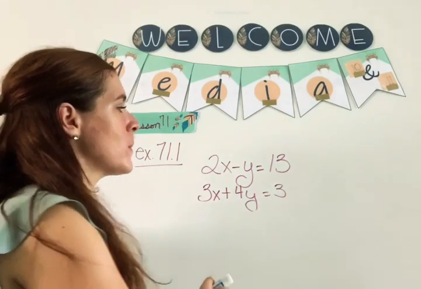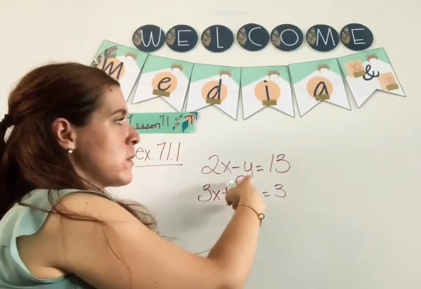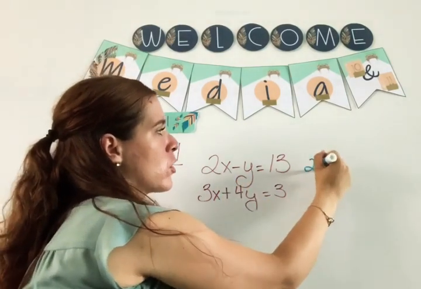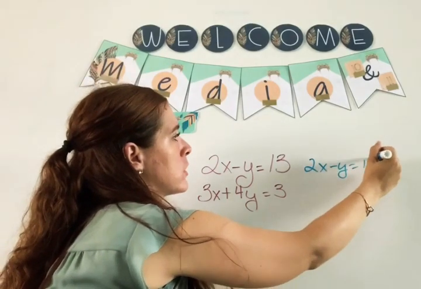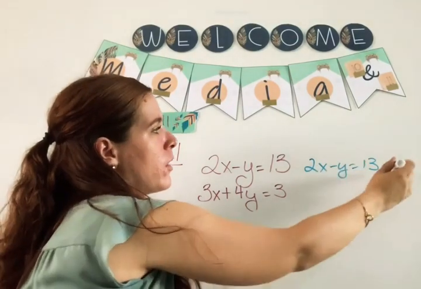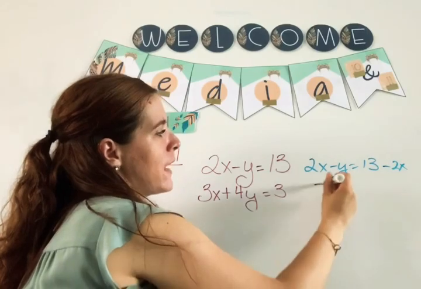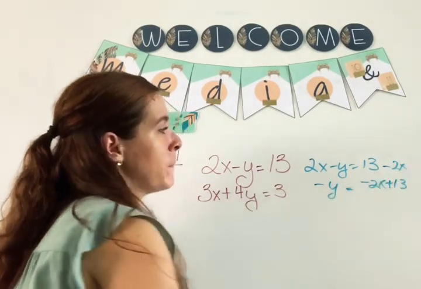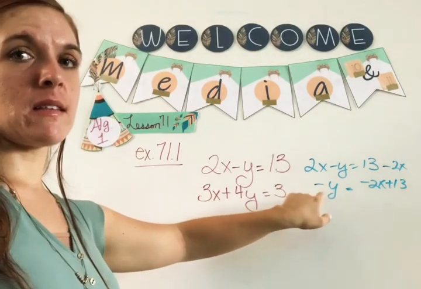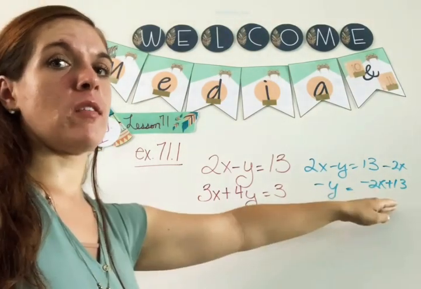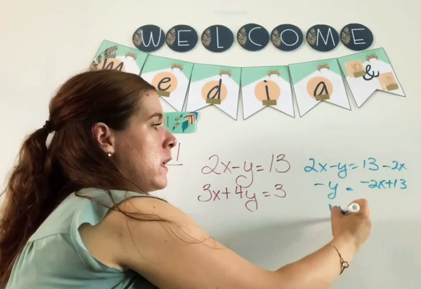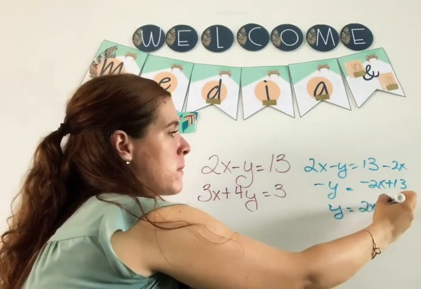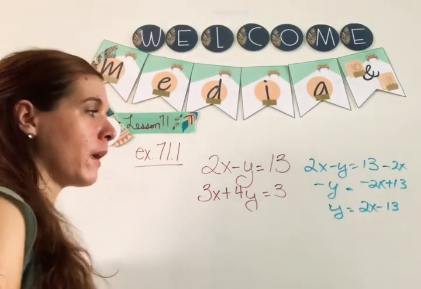So substitution would be like this, let's solve for y. This one's going to be an easy y to solve for. So let's go 2x minus y equals 13. We move the 2x over here, so we have negative y equals negative 2x plus 13, right? Then we have to change the signs because this negative has to go away, so we have y equals positive 2x minus 13, okay?